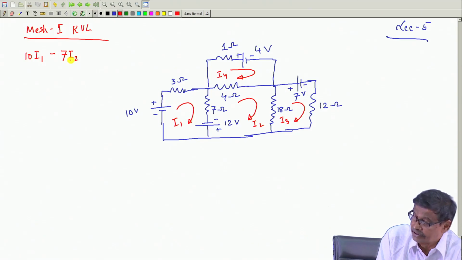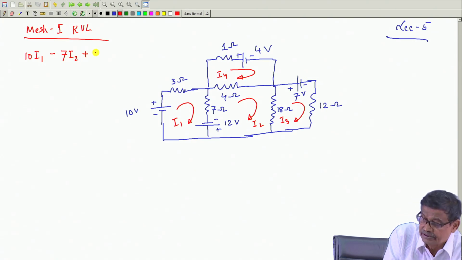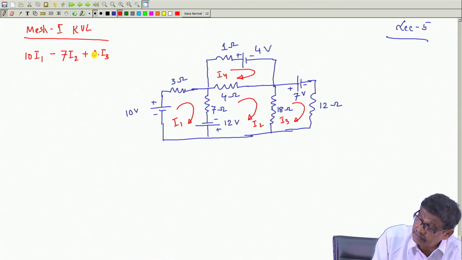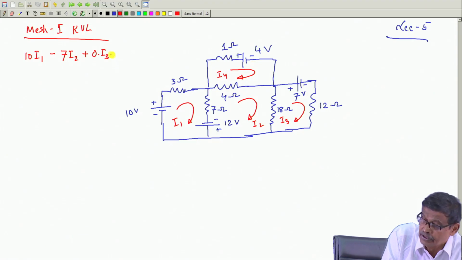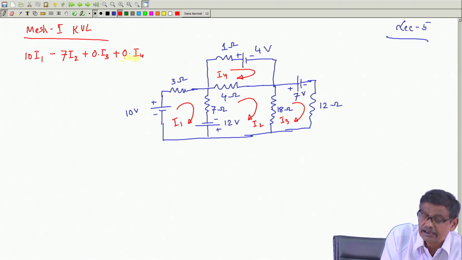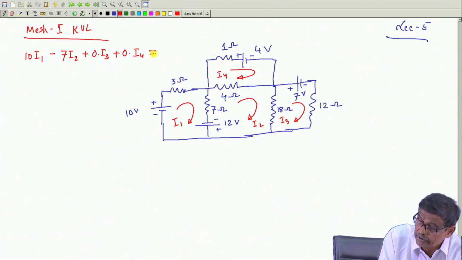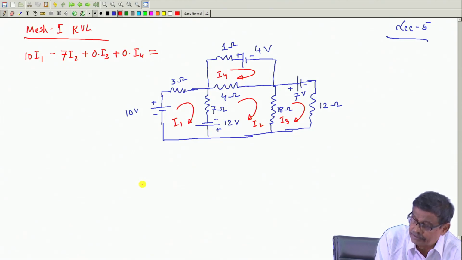Coefficient of I 3, no, it will not be present. Mesh 1 and mesh 3 are not sharing a resistance between them. So, plus 0 into I 3. Then will there be a term involving I 4 in this mesh? No, no common resistance, no common wall between these two. So, plus 0 into I 4. In fact, these terms are not there, and this must be equal to the sources present in mesh 1.